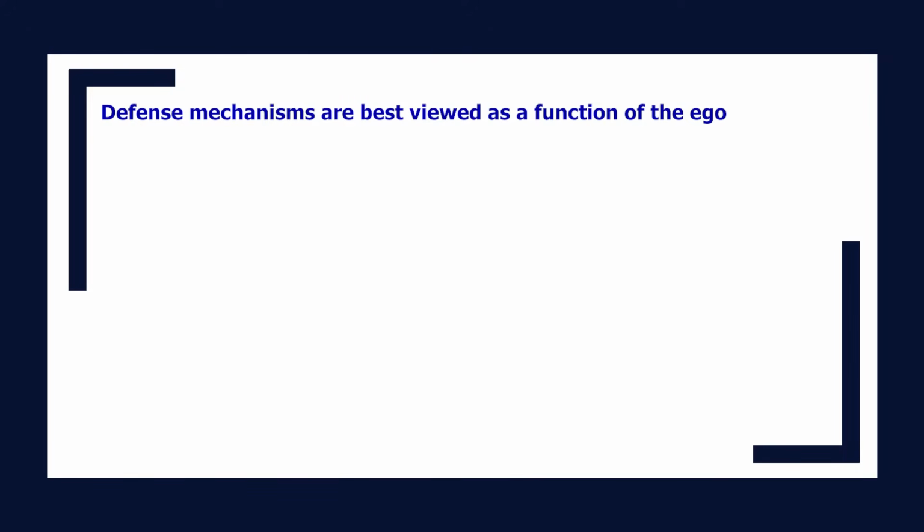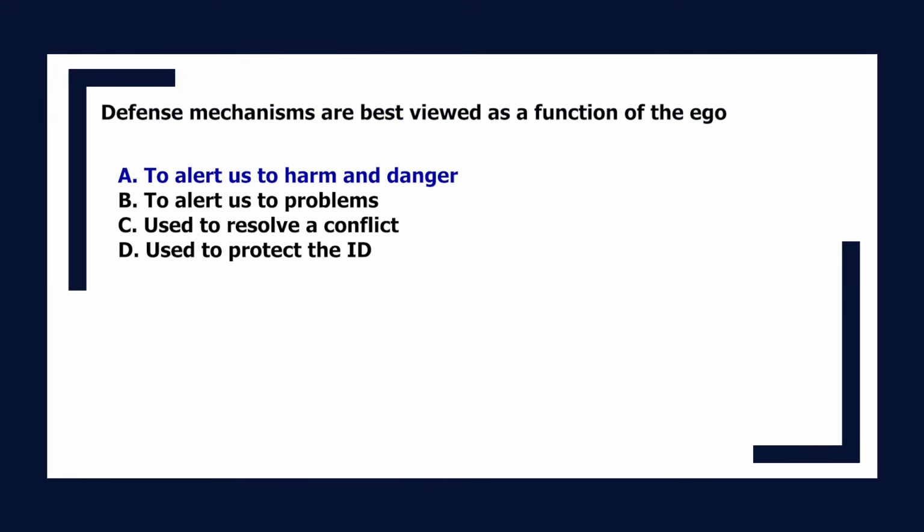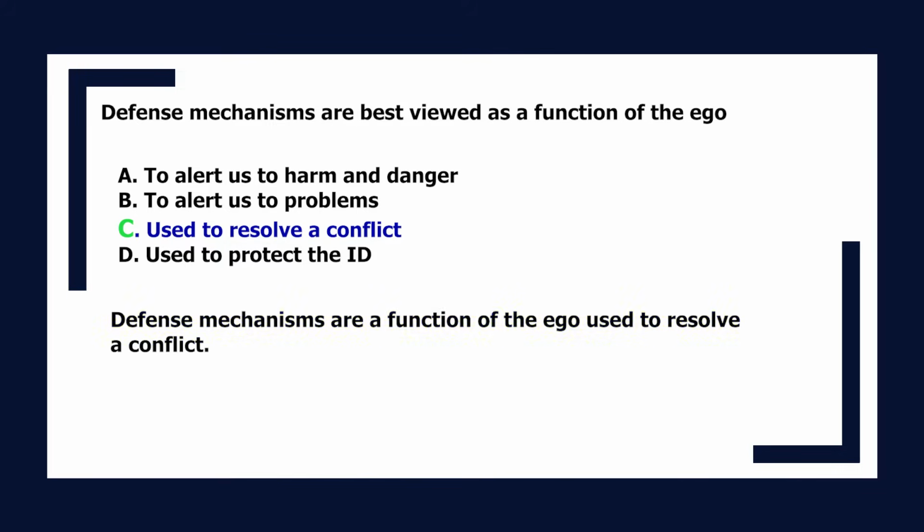Defense mechanisms are best viewed as a function of the ego. A. To alert us to harm and danger. B. To alert us to problems. C. Used to resolve a conflict. D. Used to protect the ID. The correct answer is C. Used to resolve a conflict. Defense mechanisms are a function of the ego used to resolve a conflict.